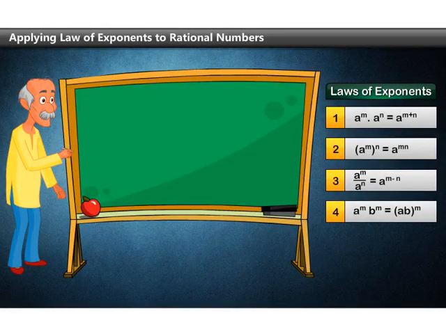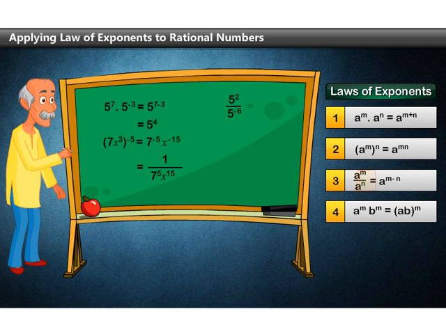Now, take a look at the simplification of numbers with negative exponents. 5 raised to the power of 7 into 5 raised to the power of minus 3 is equal to 5 raised to the power 7 minus 3, that is equal to 5 raised to the power 4. 7x cubed raised to the power of minus 5 is equal to 7 raised to the power of minus 5 x raised to the power of minus 15. That is equal to 1 by 7 raised to the power of 5 into x raised to the power of 15. 5 square divided by 5 raised to the power of minus 6 is equal to 5 raised to the power of 2 plus 6 is equal to 5 raised to the power of 8.